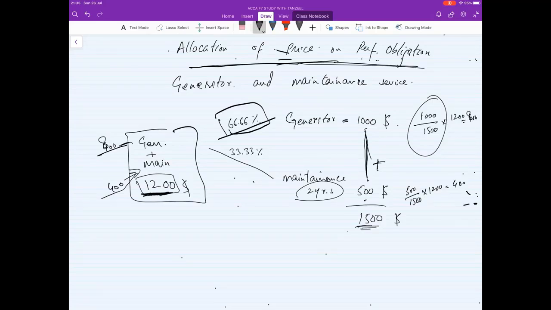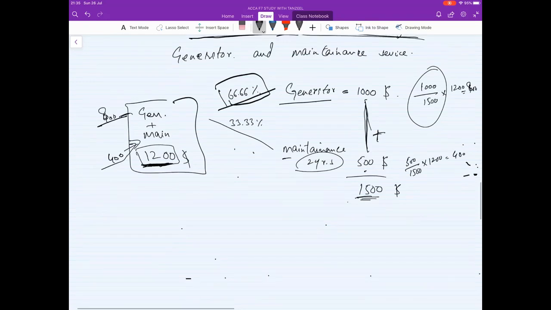And you can see the generator: the moment I sell the generator, I have given you the possession, I have given you the control, you are going to utilize the generator, you are going to have the economic benefit from the generator. It means I can book the generator revenue at the same point. But maintenance is a 2-year contract, so I cannot book this now. I will spread this over 2 years. So after 1 year I will book half of the maintenance.